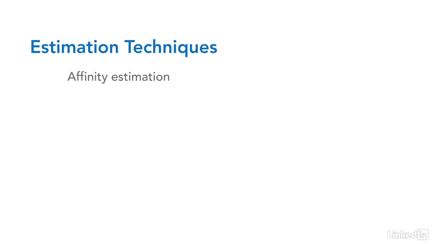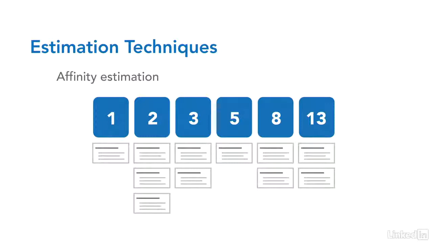First, let's talk about affinity estimation. This technique involves grouping your stories into similar categories or affinities. There are many ways to do this, but the technique is very simple. At one end of the whiteboard or wall, you'll place all your stories with a size of 1. Next to them, the 2s, then the 3s, and so forth. As you continue to estimate the stories, they'll be placed on the wall in the right size affinity.